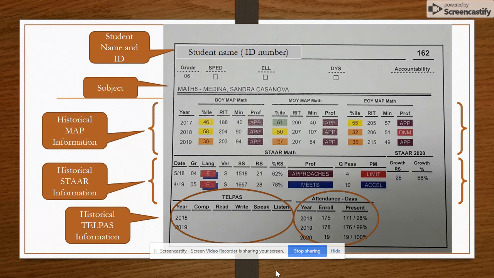And you have the attendance information on how your student's attendance was for the past few years. Our goal for attendance should be 96% and above.